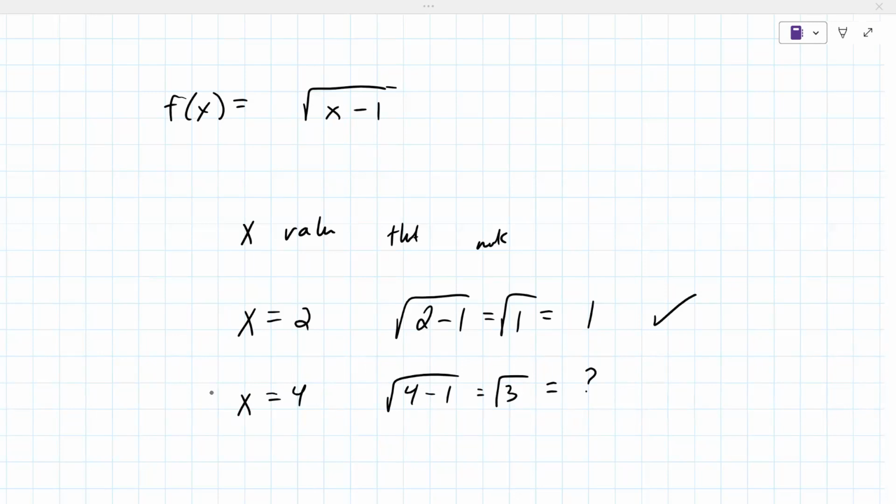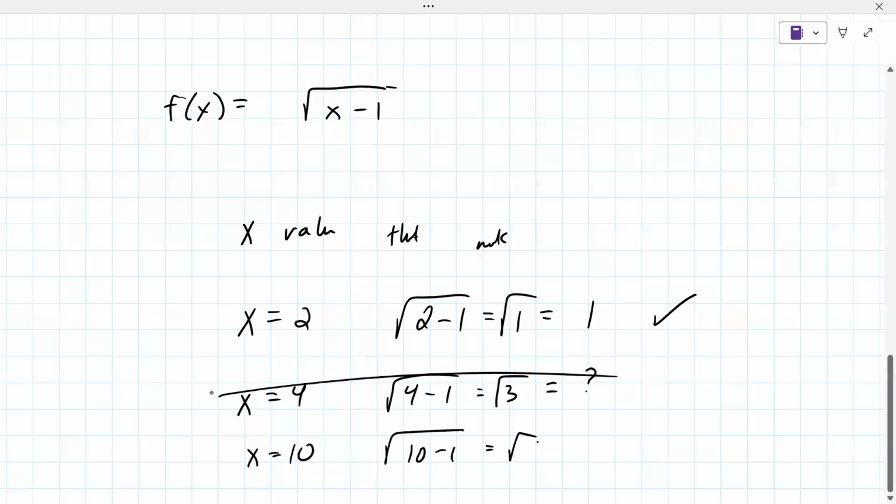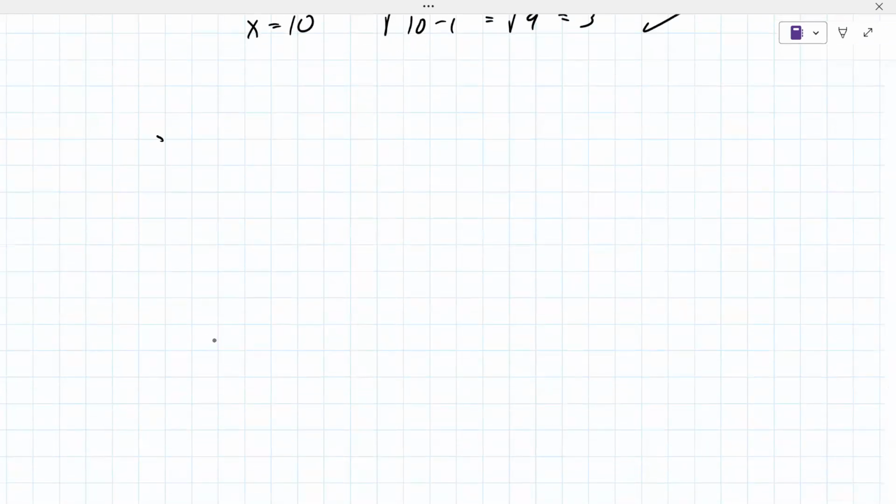Okay, so if x is 10, the square root of 10 minus 1 is the square root of 9, which is 3. That's good. Okay. Let's make this a little bit harder here. Let's say f of x equals 4 minus the square root of x plus 7. Give me 2 x values that.